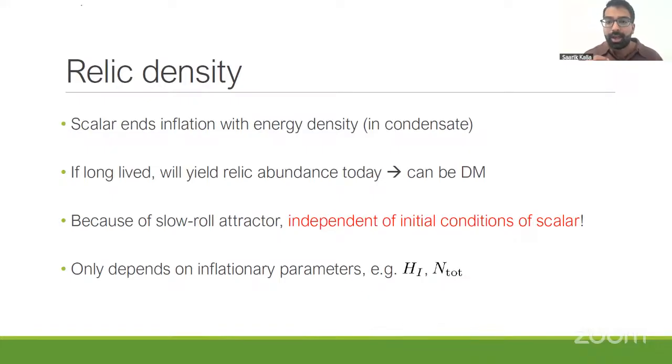In fact, we'll see that this sets some relationship between the parameters of the potential, what values of the potential give you the right amount of dark matter. And recall that because this whole story relied on a slow roll attractor solution during inflation, none of this depended on the initial conditions of the scalar. That's a key point I'll come back to in a couple slides. All of this only depended on the inflationary parameters, like Hubble or the length of inflation.